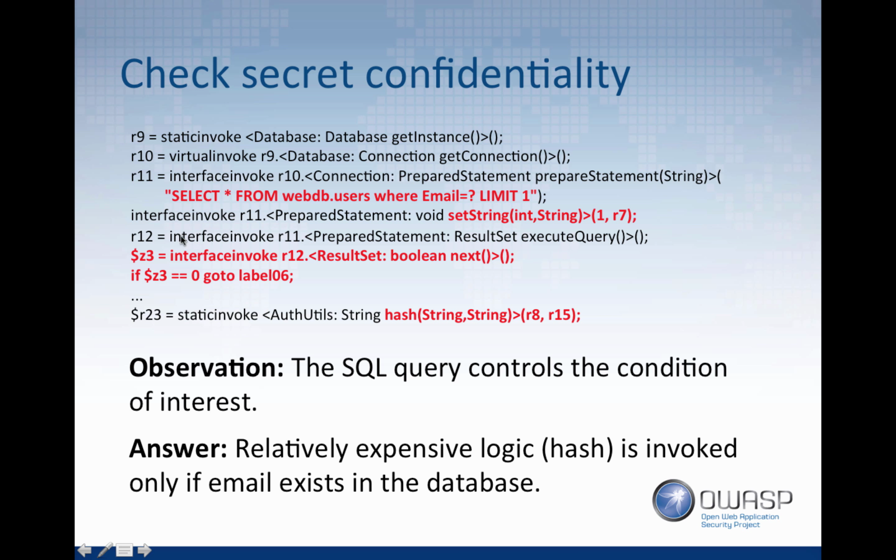So here's the decompiled Java code. What's happening is we're saying select all columns from the database users where the email is the input email, and limit that to one result, right? Then this Boolean next iterates through all the results in the query. The email is set here by the setString method. And then if there's a next, meaning if there was a result, we go to the hash function. So this is our if condition. So we only hash the password if the username exists in the database, right?